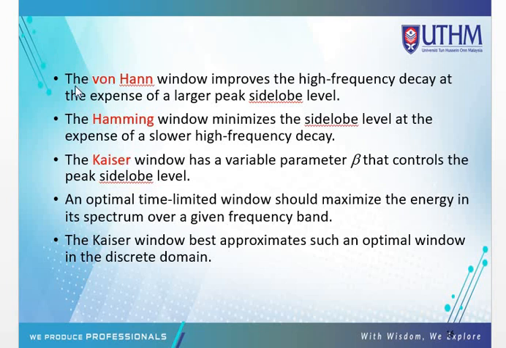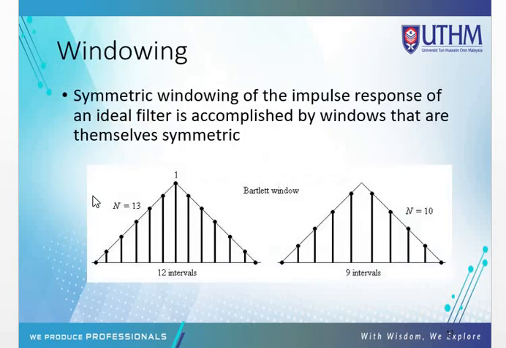From the graph, we can say that the Von Hann window improves the high-frequency decay at the expense of a large peak side lobe level, and the Hamming window minimizes the side lobe level at the expense of slower high-frequency decay, whereas the Kaiser window has a variable parameter beta that controls the peak side lobe level. The Kaiser window best approximates such an optimal window in the discrete domain. Windows in filter design are always symmetric. So symmetric windowing of the impulse response of the ideal filter is accomplished by windows that are themselves symmetric.